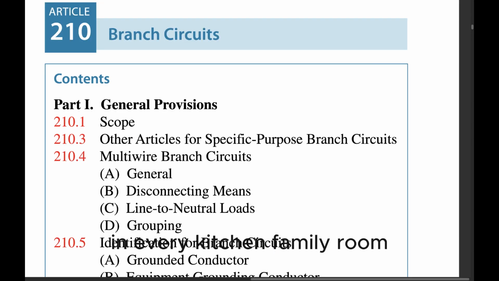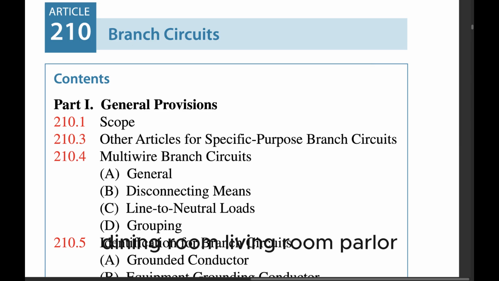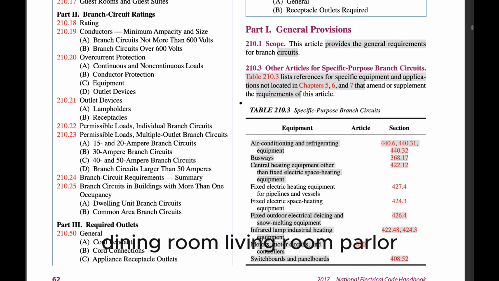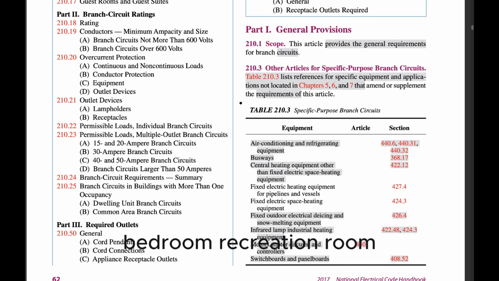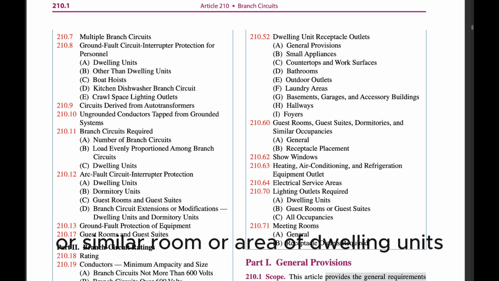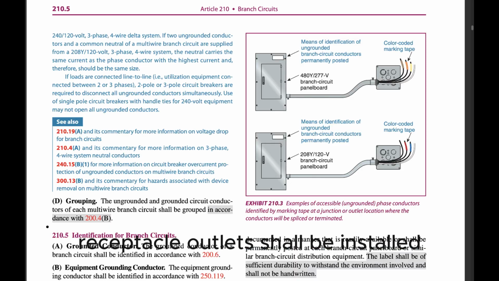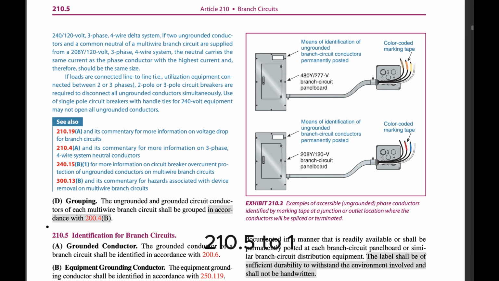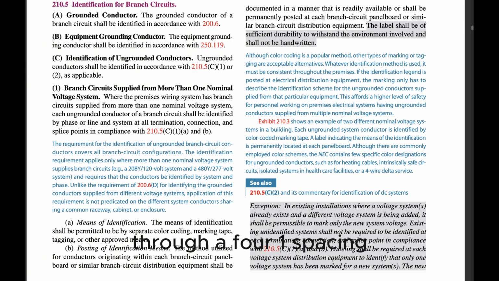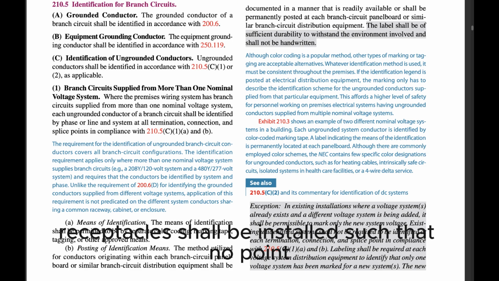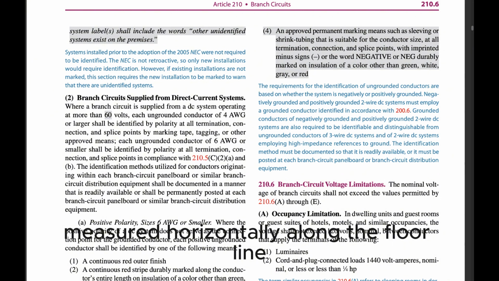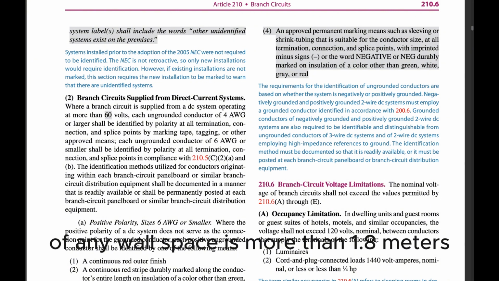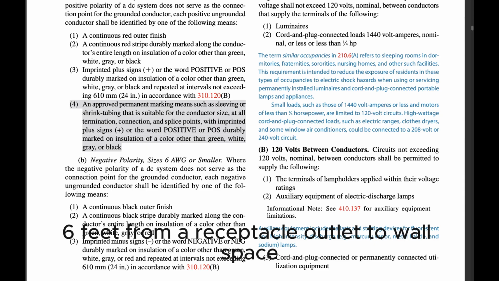General provisions. In every kitchen, family room, dining room, living room, parlor, library, den, sunroom, bedroom, recreation room, or similar room or area of dwelling units, receptacle outlets shall be installed in accordance with the general provisions specified in 210.52(A)(1) through (4). 1. Spacing. Receptacles shall be installed such that no point measured horizontally along the floor line of any wall space is more than 1.8 meters (6 feet) from a receptacle outlet.